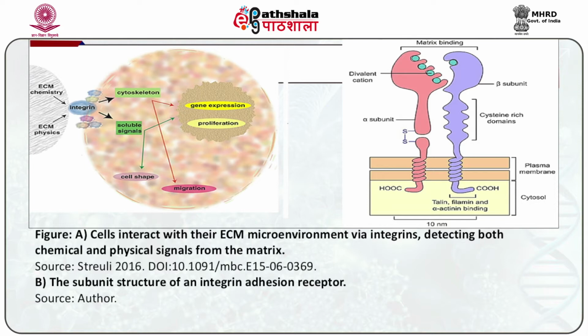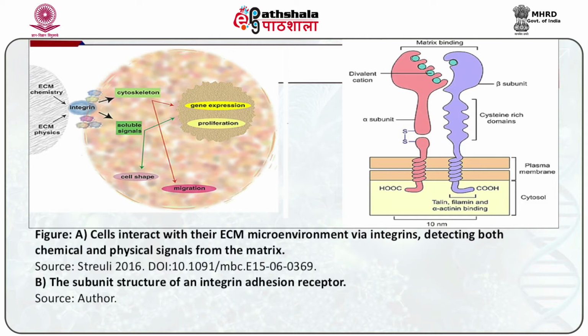The proteins link the matrix protein to the cytoskeleton inside the cell. The two subunits, alpha and beta, are held together by non-covalent bonds. Each alpha subunit and beta subunit has a single transmembrane helix and usually a short unstructured cytoplasmic tail.